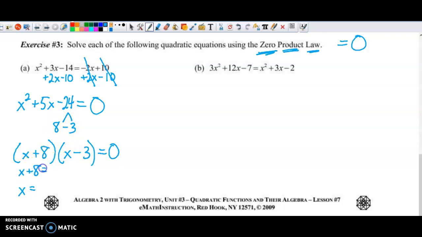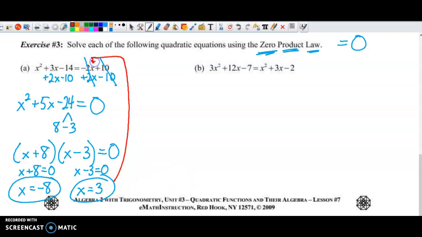So either x plus 8 is equal to 0, so you'd subtract the 8 over, or x minus 3 equals 0, so you'd have to add the 3 over. And you can double check that these answers are right. If you use a calculator, you could just plug them all in, or this wouldn't be bad just to plug in 3 in for all of these x's.